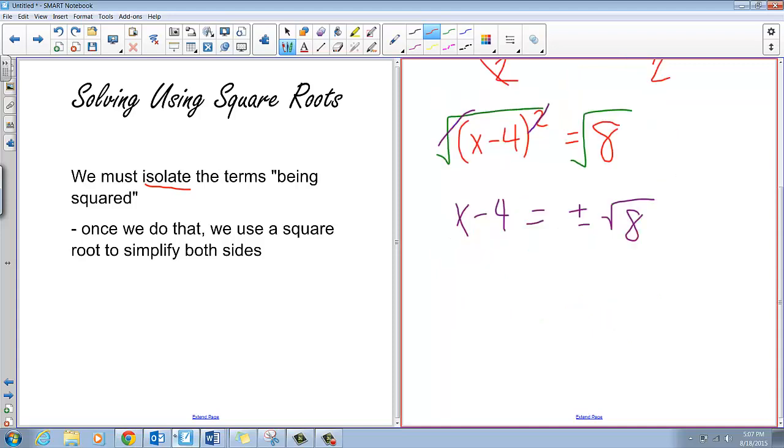Alright, now we can just solve for x. We can just add 4 to both sides, and we're left with x equals 4 plus and minus the square root of 8.